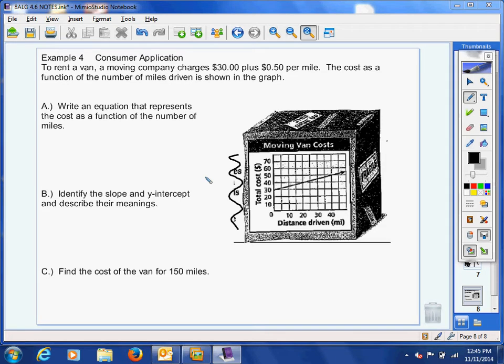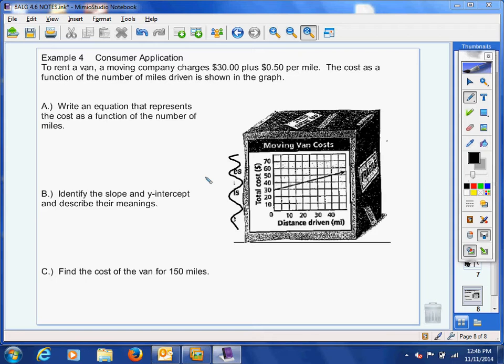We're back in 4.6 looking at example 4 today, and now we're going to make an application and use an application to show you how slope-intercept form works in real life. And so this is a consumer application. A consumer is just somebody who spends money. We're consuming a particular thing. It could be food, it could be just about anything.